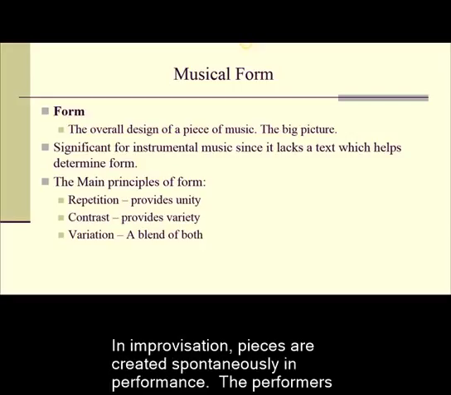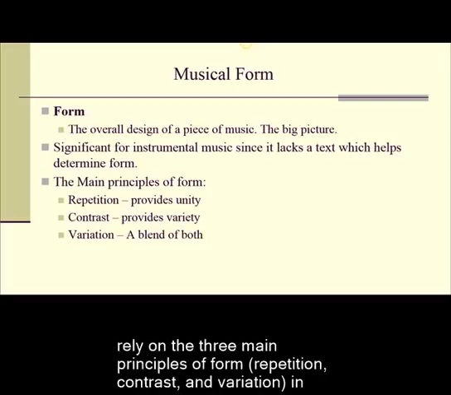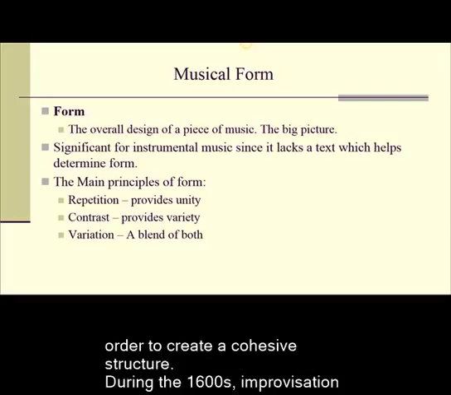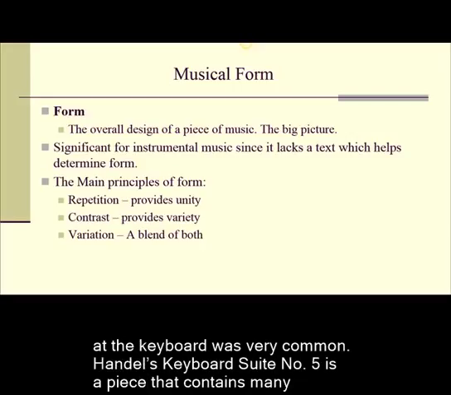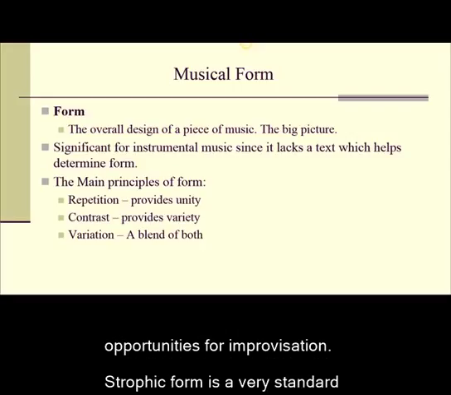In improvisation, pieces are created simultaneously in performance. The performers rely on the 3 main principles of form, repetition, contrast, and variation in order to create a cohesive structure. During the 1600s, improvisation at the keyboard was very common. Handel's Keyboard Suite No. 5 is a piece that contains many opportunities for improvisation.